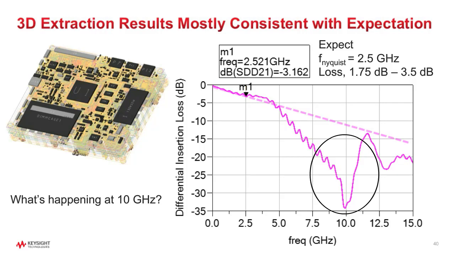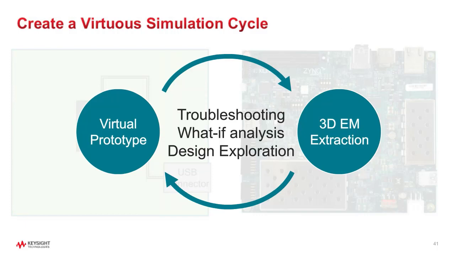So this is what we're going to take a segue to, how we can create a virtual simulation cycle. We had the virtual prototype, and we did the 3D EM extraction. Now we'll see how these two play really well together, because we had a different result than we expected. We expected a straight line, but we saw a little dip at 10 gigahertz. Let's see if we can, number one, troubleshoot this issue.